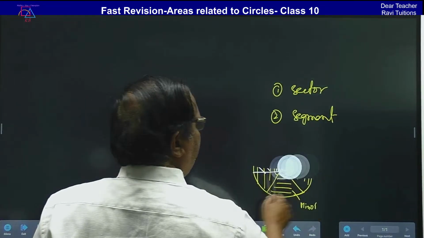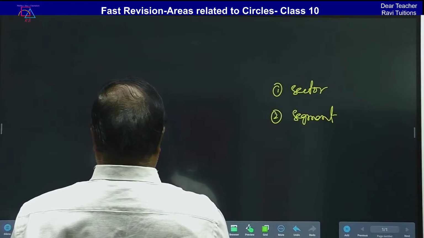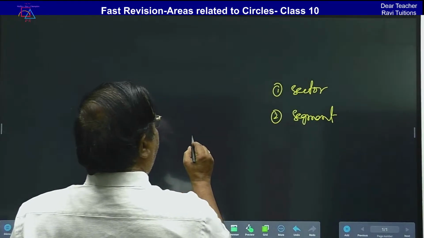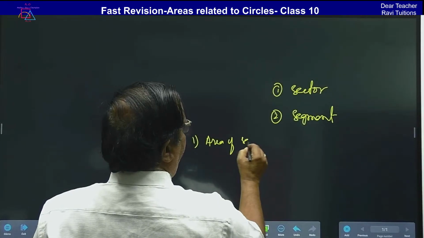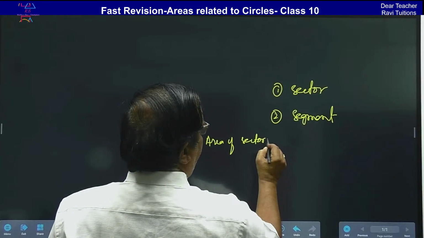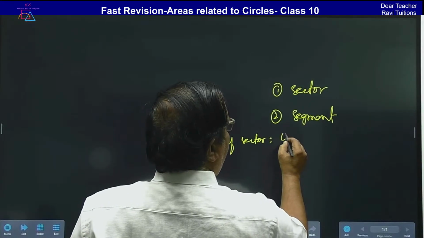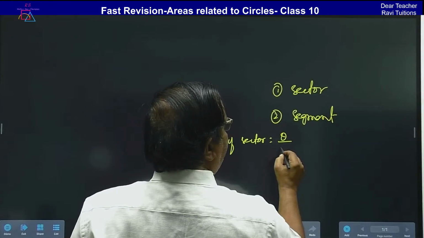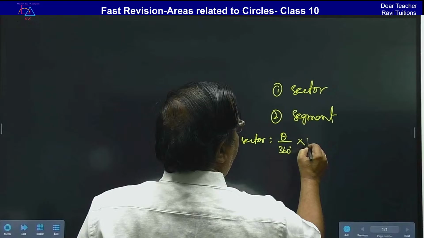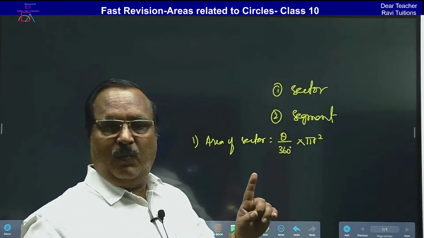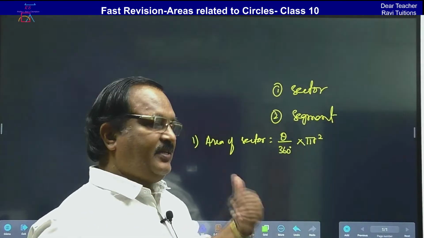Now, what formulas are there to remember in this? For a sector, the first one is the area of the sector. Area of sector is equal to theta by 360 into pi r squared. Theta means the angle of the sector. This is one formula related to sector.